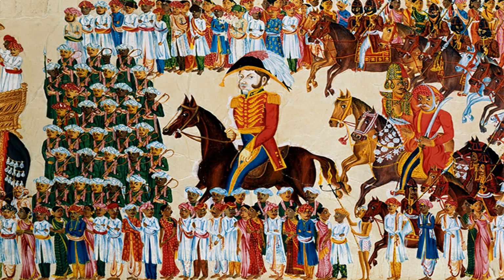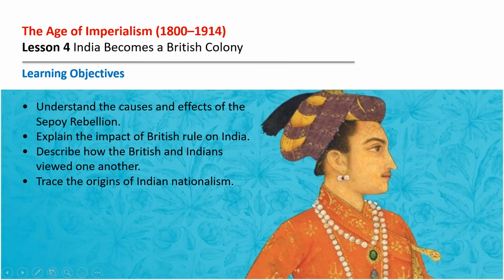All right, we're going to move to the east in our continued discussion about imperialism, and we're going to talk about India. And in India, we're going to be talking about the British making India a British colony. So in this section, we'll talk about the causes and the effects of the Sepoy Rebellion.